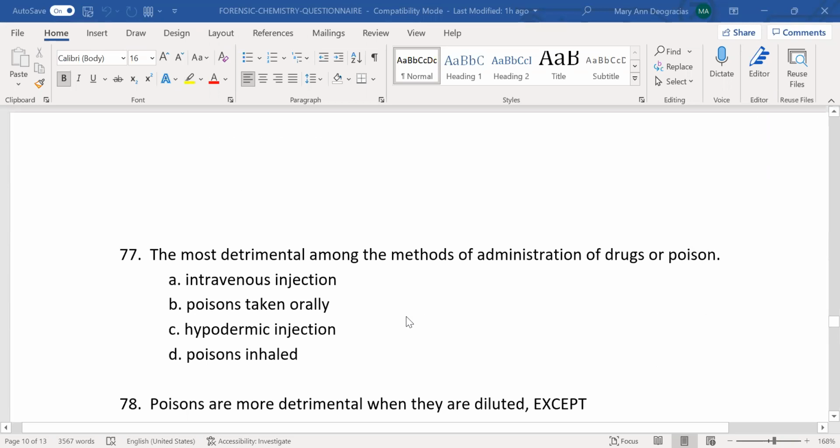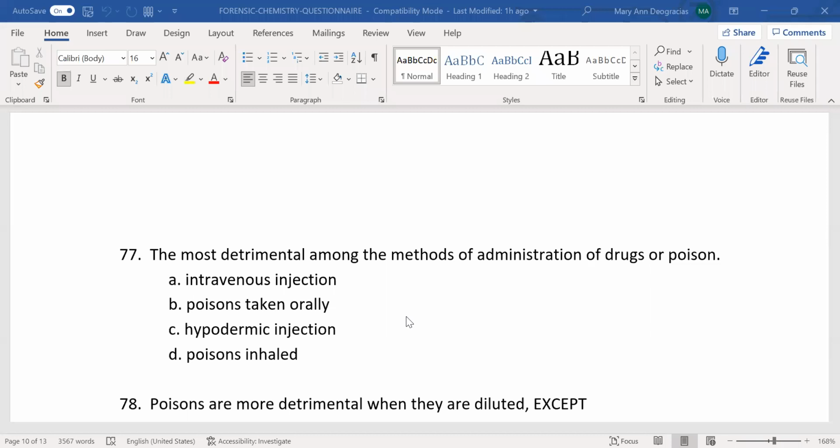77. The most detrimental among the methods of administration of drugs or poison. Intravenous, poisons taken orally, hypodermic injection, or poisons that were inhaled? A, yes. Ano kasi yung intravenous? Intravenous is through the veins. So kung in-inject yung poison or the drug through the veins o diretso sa blood yan, it has the fastest or the most detrimental. Pinakadelikado sa lahat kasi mabilis.